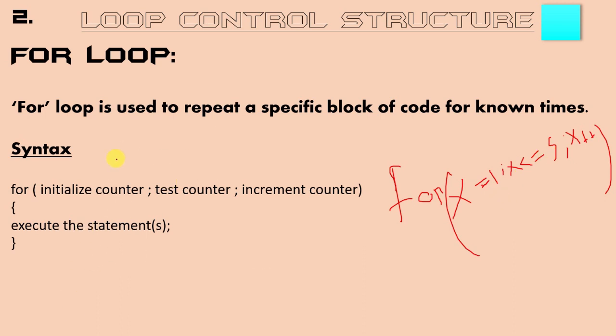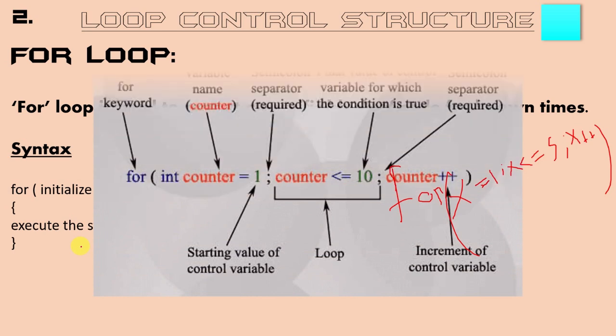So this is the syntax of the for loop. Initialize counter: here I initialize the value of x. This is the test counter, which we can say is the loop condition, and this is the increment counter. Once all this is done, the loop executes the body, the statements.